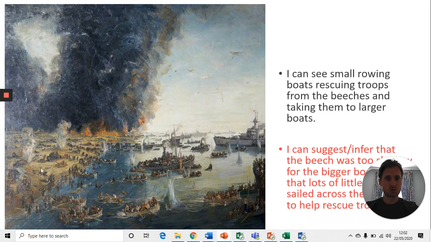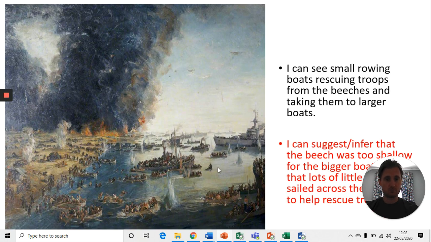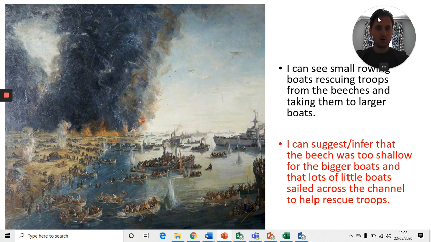And what you can also see, from what you should have read, is these small boats and larger boats. Now, there were over 800 boats that came to rescue the soldiers off the beaches. And actually, luckily, the small boats were very good because the big boats couldn't make it to shore.